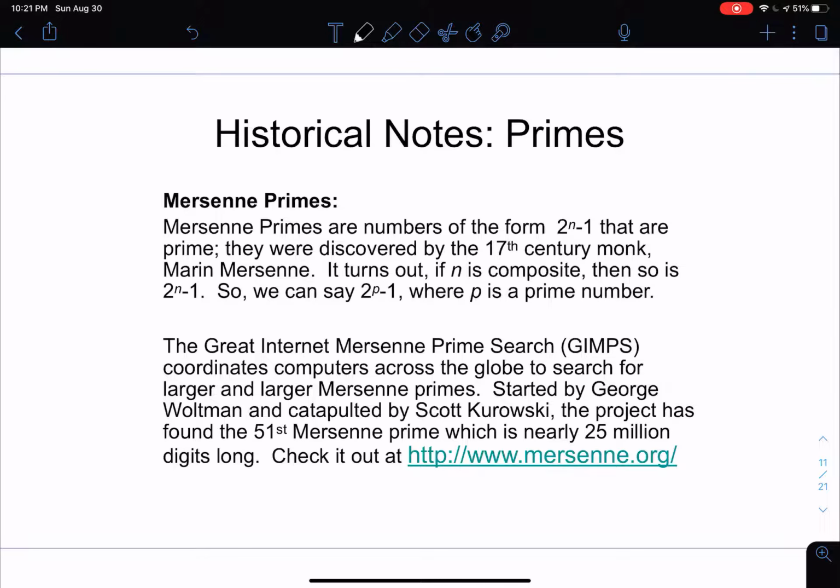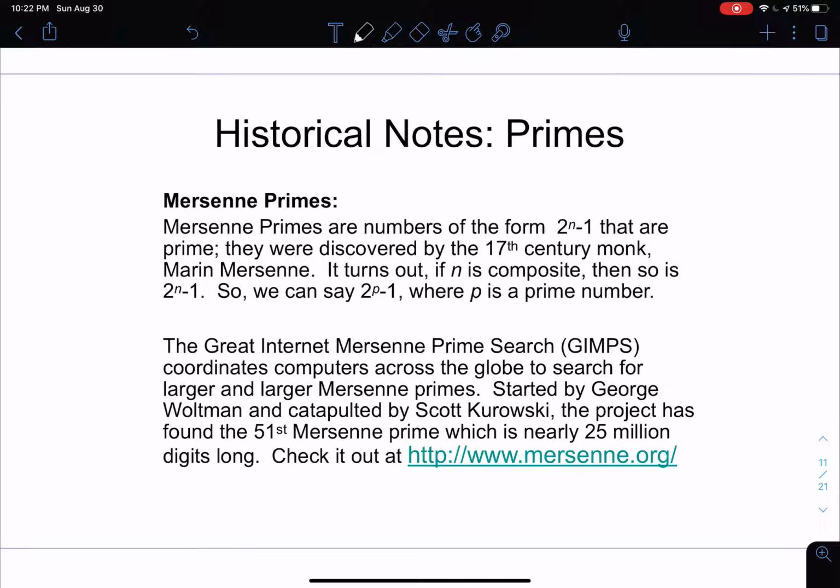Turns out that if that exponent n is composite, then so is 2 to the n minus 1. So you can just skip putting any composite numbers up there. Like, don't bother trying 2 to the 4th minus 1, 2 to the 6th minus 1, 2 to the 8th minus 1. All of those are going to be composite. The key is the result has to be prime. So it takes prime numbers, but not all primes work. And that's the thing too.